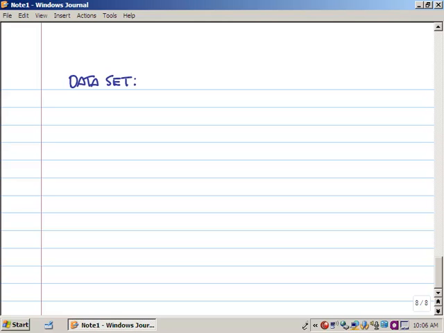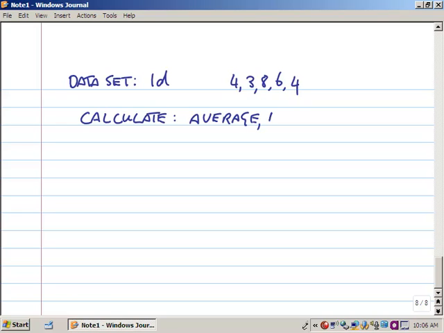So let's call this data set 1D, and the data is 4, 3, 8, 6, and 4. And again, we'll do the same calculations. Now clearly I may not ask you to calculate each of these for a raw data set, but you need to be prepared to do so. So we calculate the average, the median, mode, variance, and standard deviation.